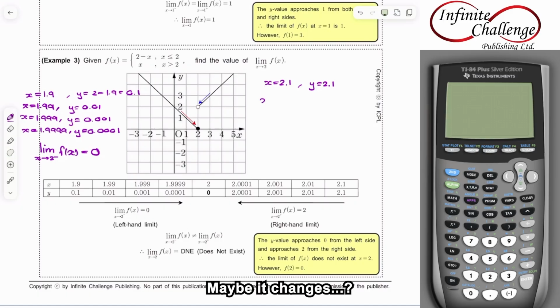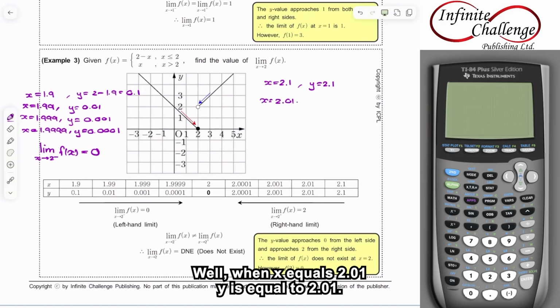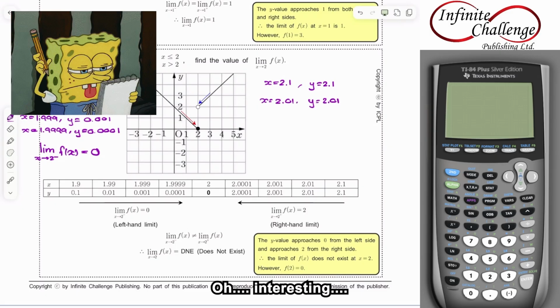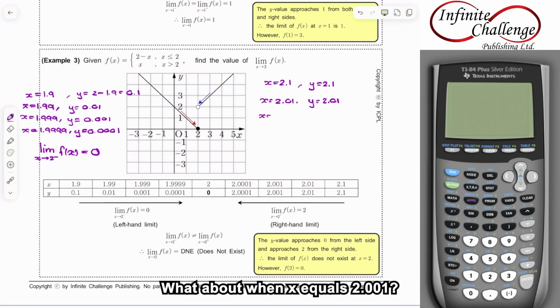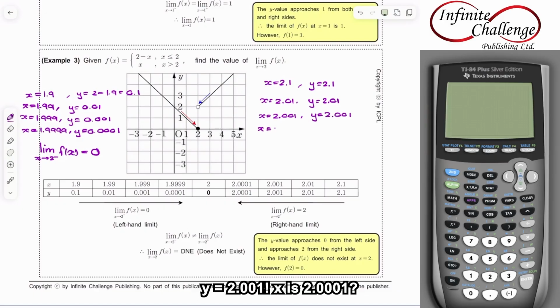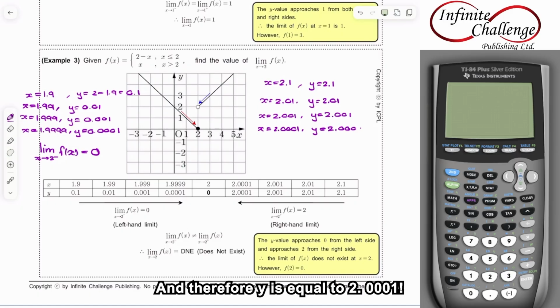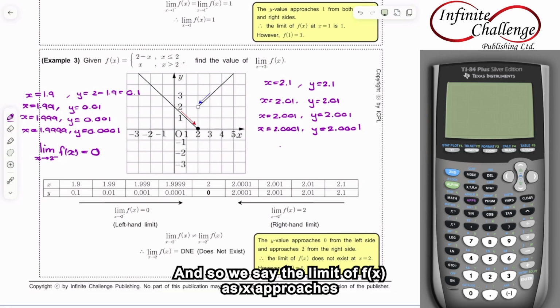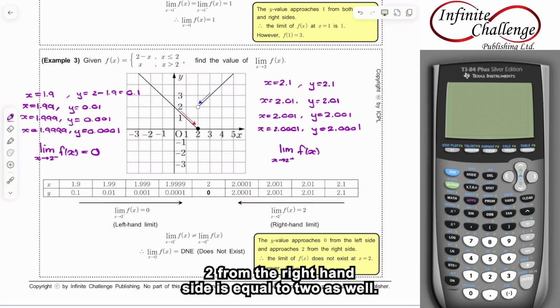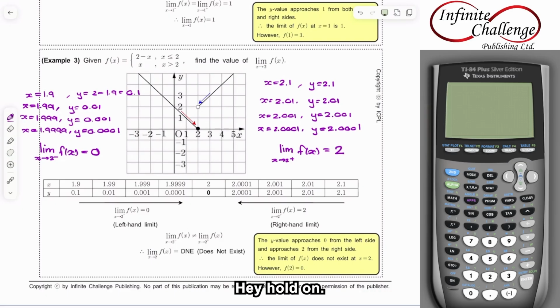Maybe it changes? Well, when x equals 2.01, y is equal to 2.01. Oh, interesting. What about when x equals 2.001? y is 2.001. x is 2.0001. Well, that's still greater than 2 technically, and therefore y is equal to 2.0001. And we know where this story is going. And so we say the limit of f of x as x approaches 2 from the right-hand side is equal to 2 as well. Hey, hold on.